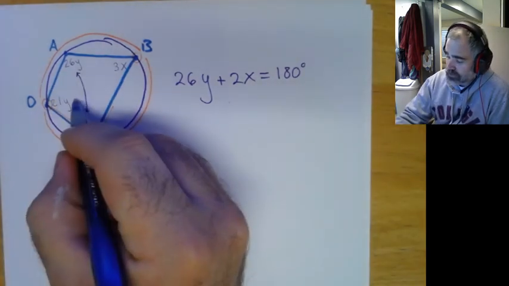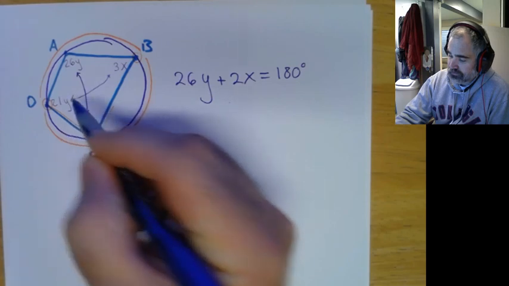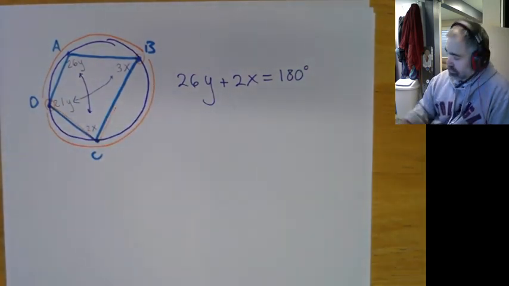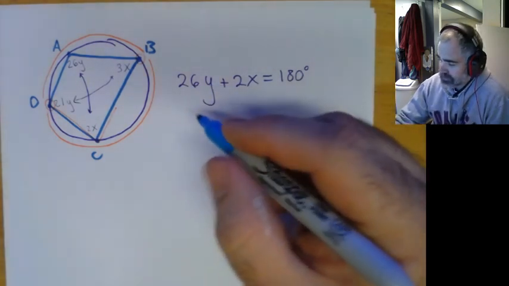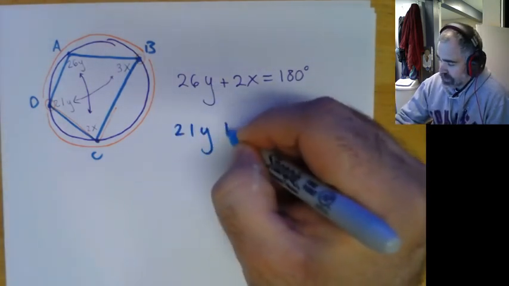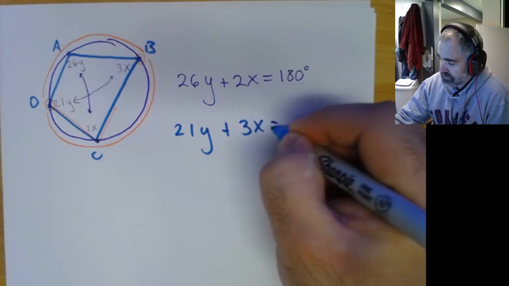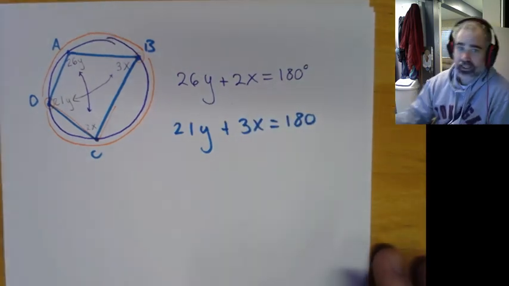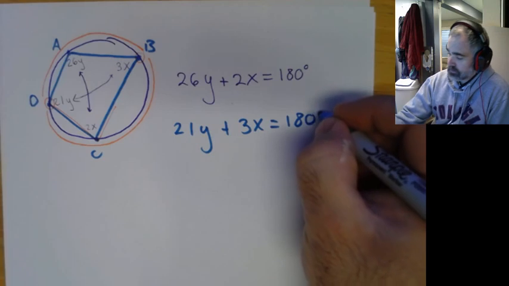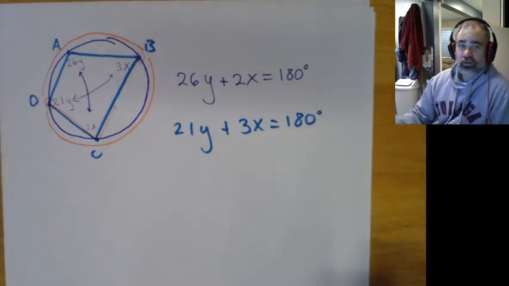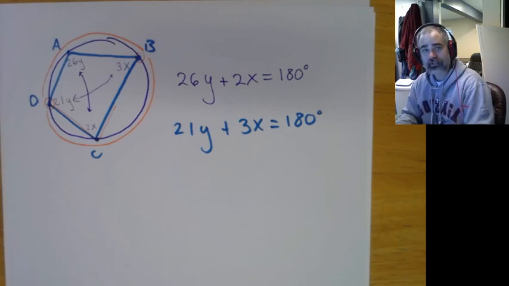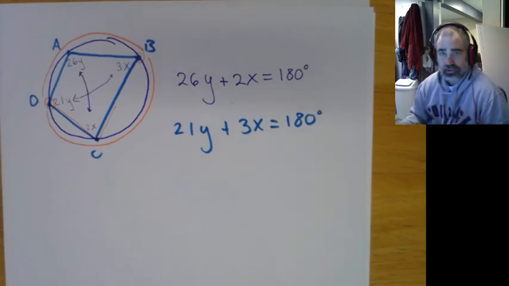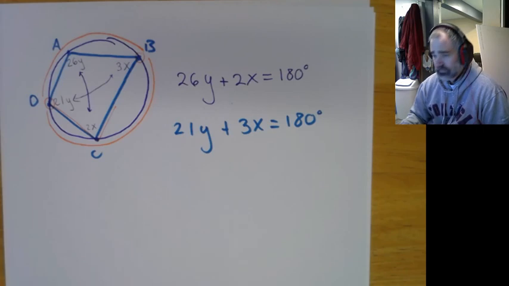The other two angles are also supplementary, which means they also add up to be 180 degrees. So that means that 21y plus 3x also equals 180. So that leaves us with a system of equations. Now, there's a bunch of ways to solve systems that you learned in Algebra 1. And I'm certainly hoping that you guys remember at least a little of that.